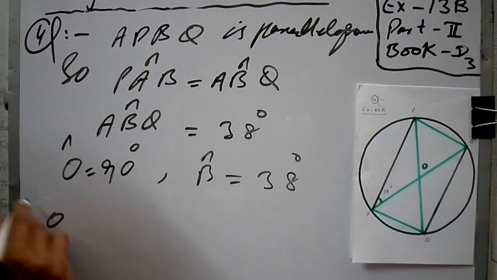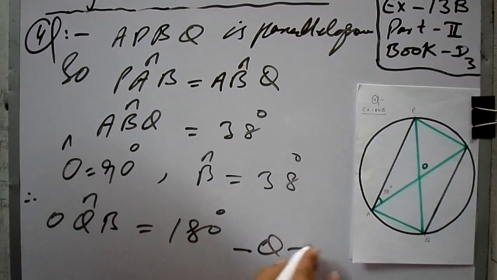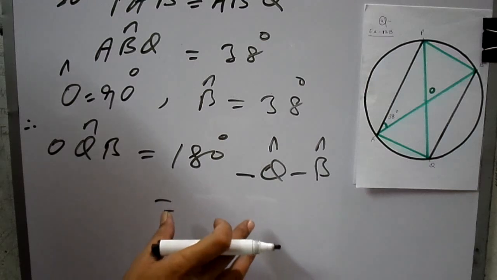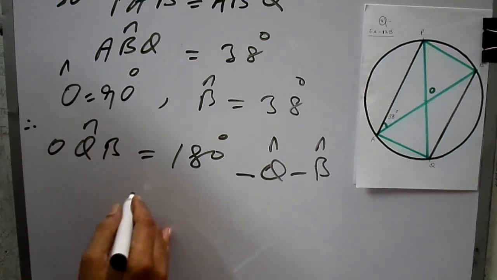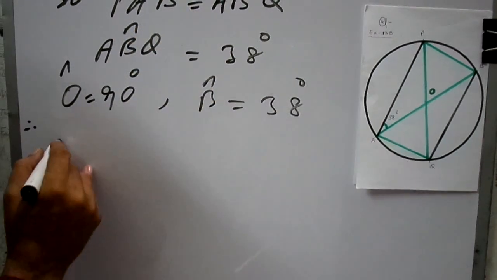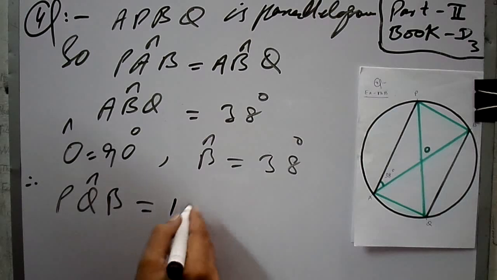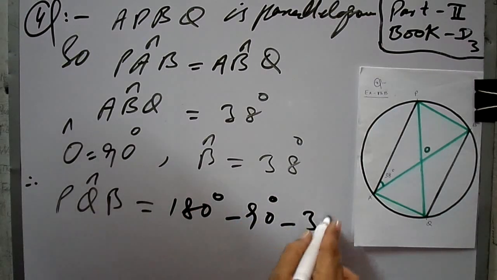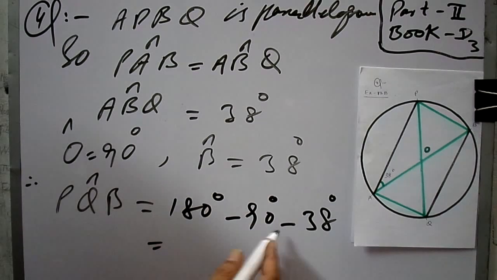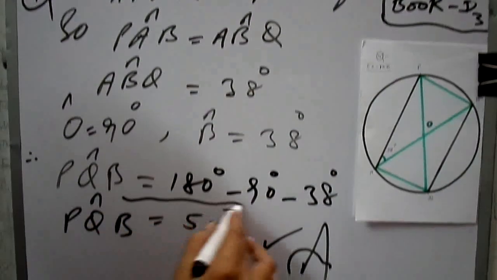Therefore angle OQB must be equal to, since the sum of interior angles is 180, 180 minus Q minus B. If I subtract these two angles, you will get the angle OQB. In part number 1 we have to find the angle PQB. In the easiest way I can write PQB as 180 minus 90 minus 38, because the sum of interior angles must be 180. So with a direct subtraction, that is equal to 52 degrees. So your first angle, PQB, is equal to 52. That is your first part.